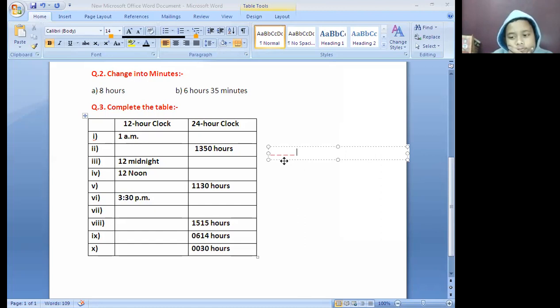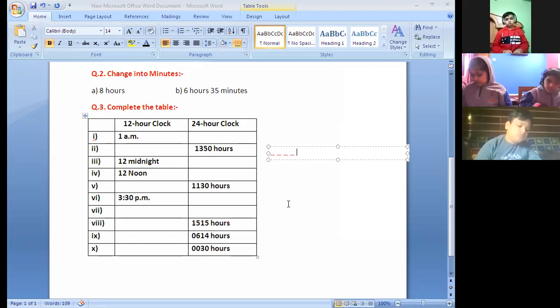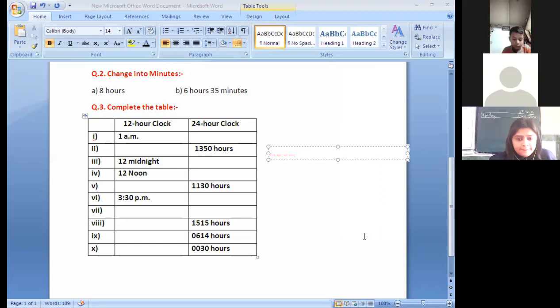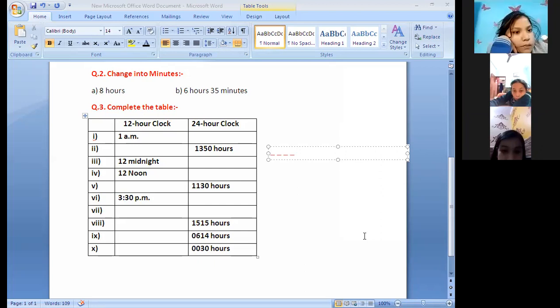Yes or no? First 2 places for? First 2 places from the left-hand side are for hours. And the next 2 places for? Minutes. For minutes. Very nice.